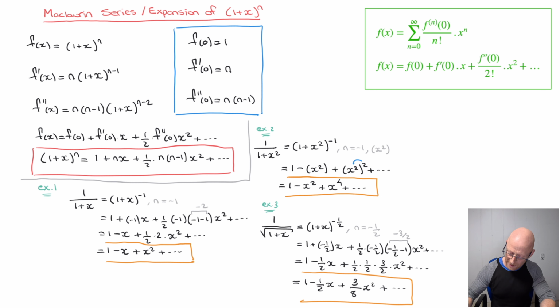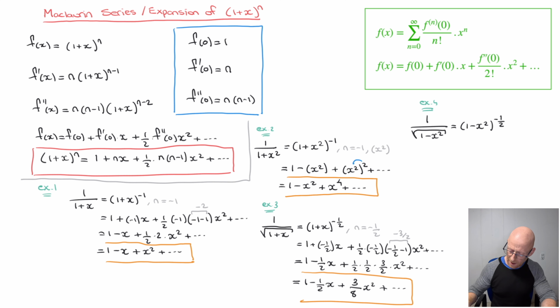Okay, let's look at one last example, example 4, which I'll write up here, example 4. And this time, let's find the Maclaurin series for 1 over the square root of 1 minus x squared. Well, as always, the first thing I want to do here is to be able to compare this to 1 plus x raised to the power of n. And for that, I'll start by rewriting this as 1 minus x squared, in parentheses, raised to the power of negative 1/2.